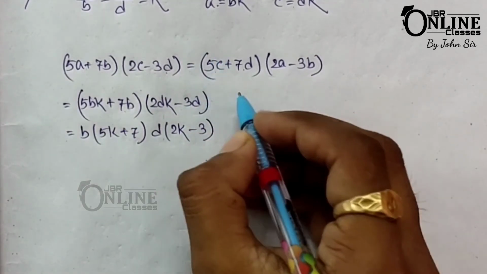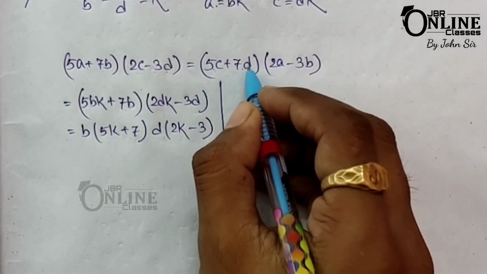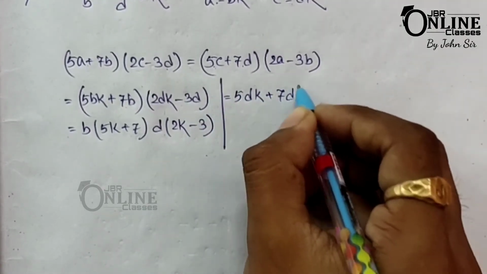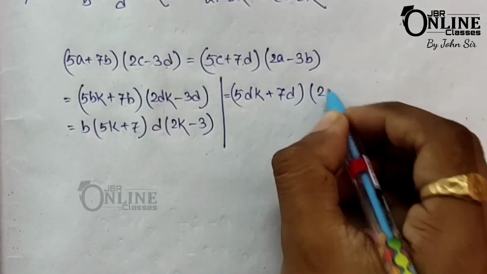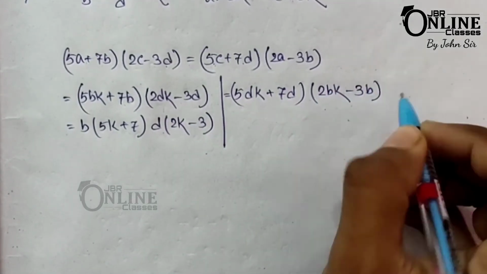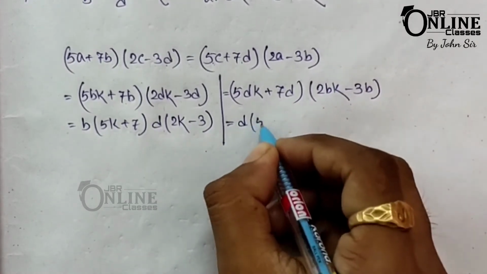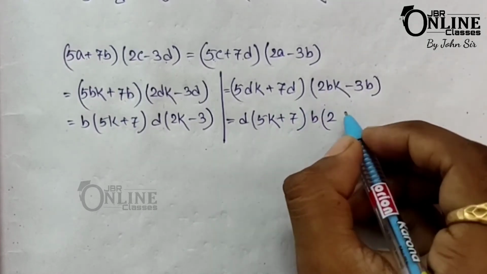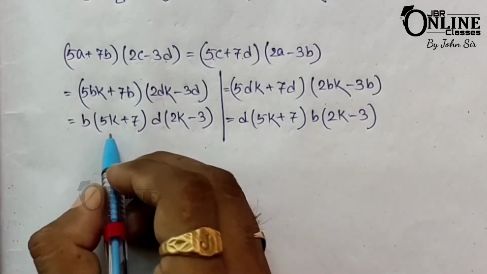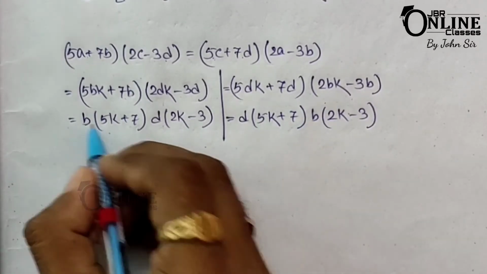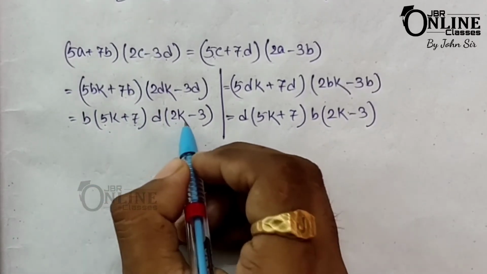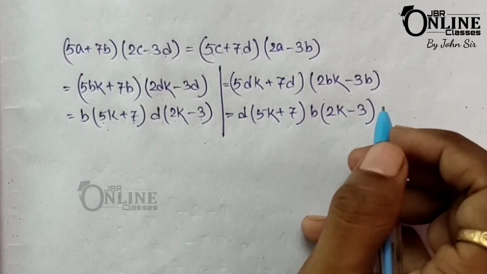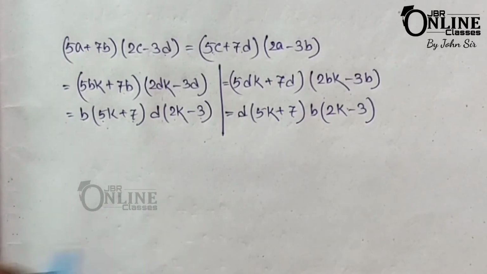Now in the right hand side, here 5c plus 7d, so 5c means 5dk plus 7d, and here 2a means 2bk minus 3b. If d will be common, it becomes 5k plus 7. If b will be common, it becomes 2k minus 3. So the left hand side and the right hand side are equal. Here b into d and 5k plus 7 into 2k minus 3. Here also b into d and 5k plus 7 into 2k minus 3. That means it's proved.